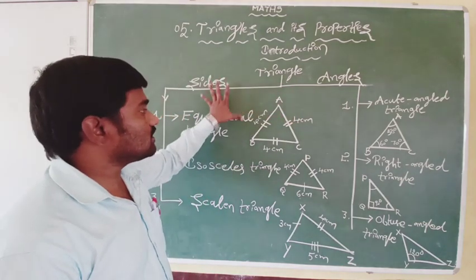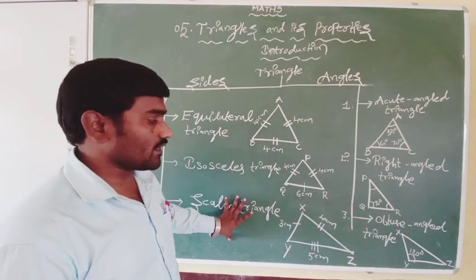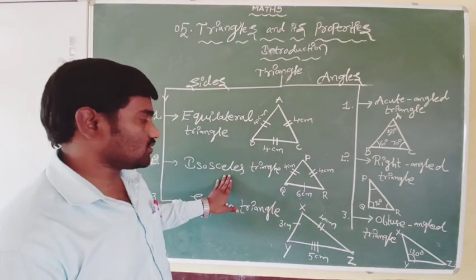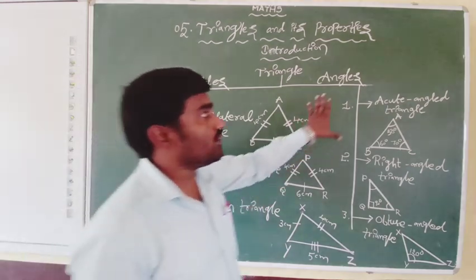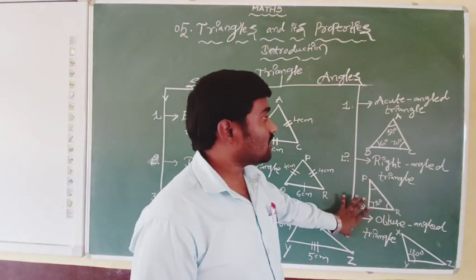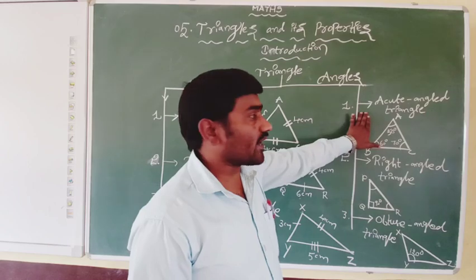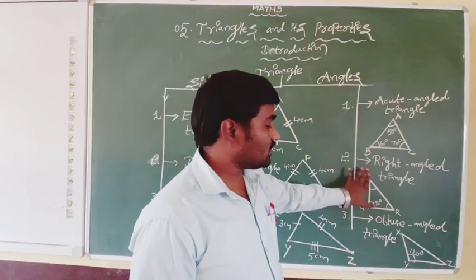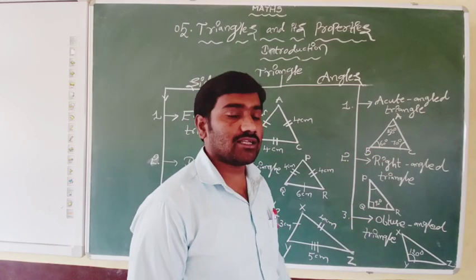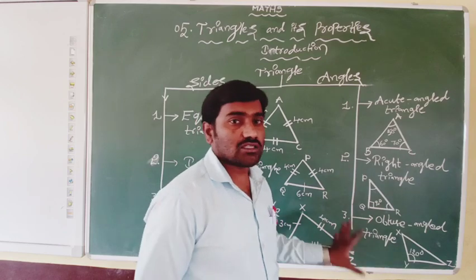Based on the sides, there are three types of triangles, namely equilateral triangle, isosceles triangle, and scalene triangle. Based on angles, there are three types of triangles again. One is the acute angle triangle, the right angle triangle, and the last one, the obtuse angled triangle. We have discussed this.